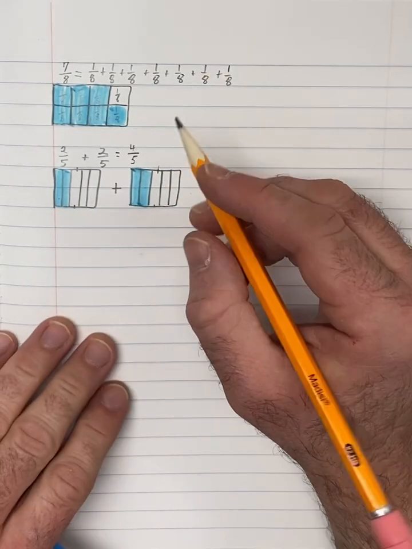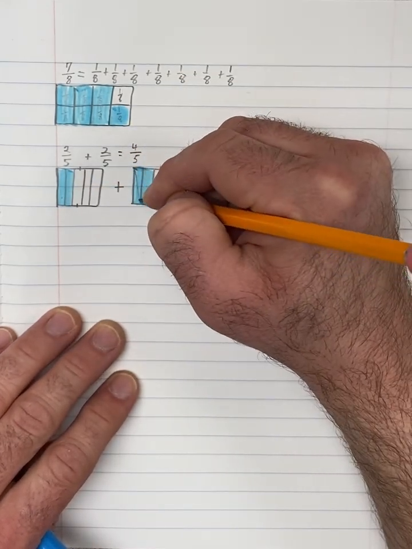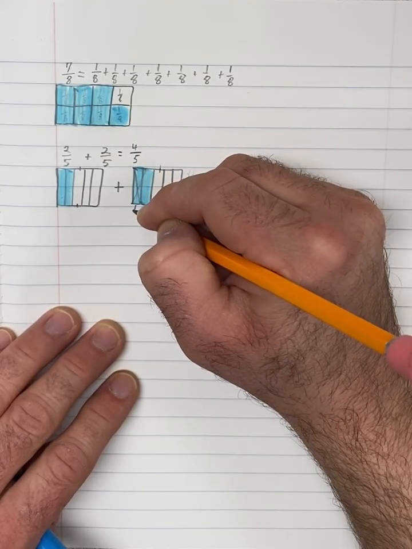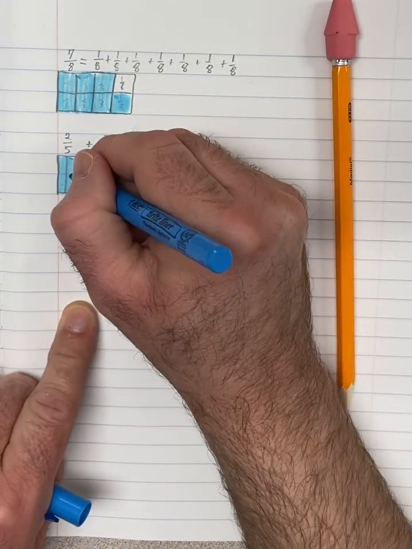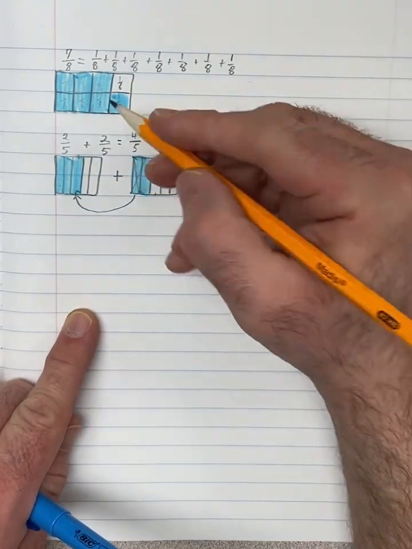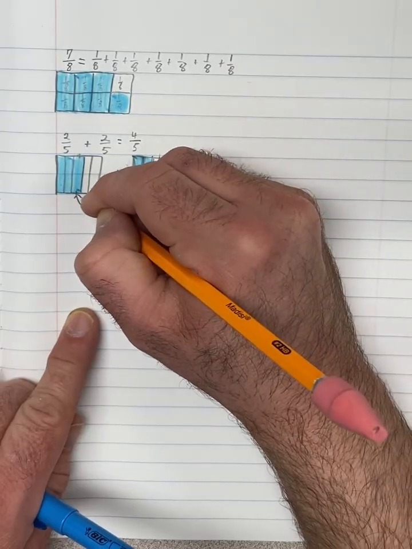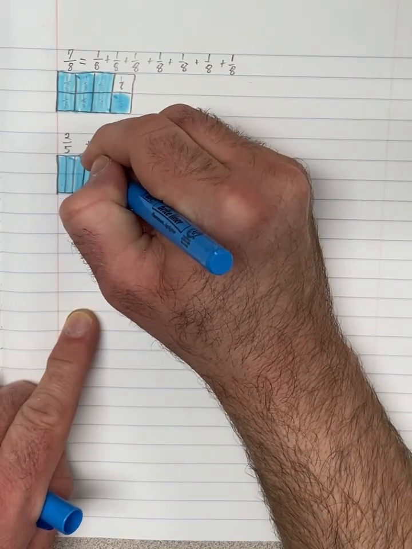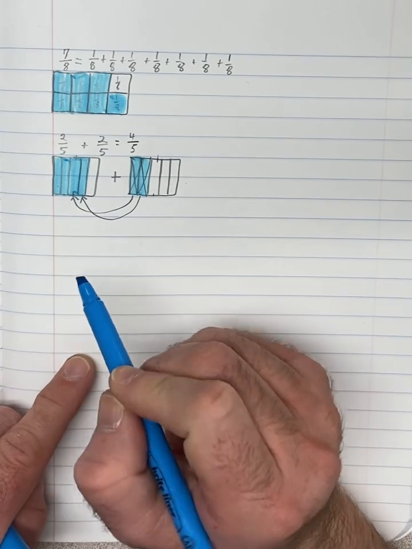Another way to do this is join them into one model. I could remove this piece from this one and move it into this model. Then I could remove this piece and replace it in this model, and this also represents 1, 2, 3, 4 fifths.